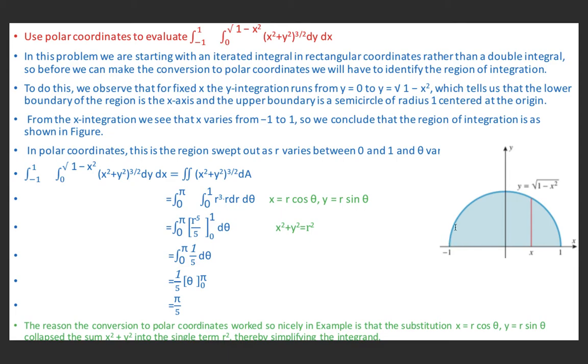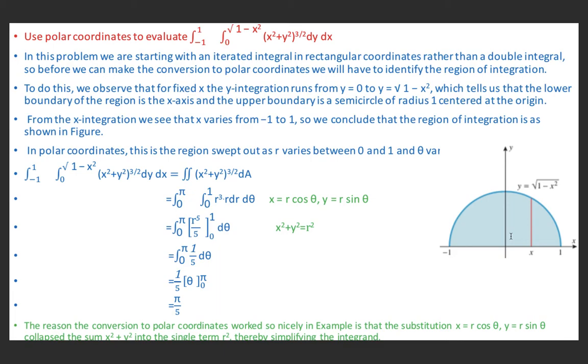This is the sketch of the region which is given to us, for which y integration runs from 0 to under root 1 minus x square, and it tells us that the lower boundary of the region is the x-axis and the upper boundary is the semicircle of radius 1 centered at the origin.